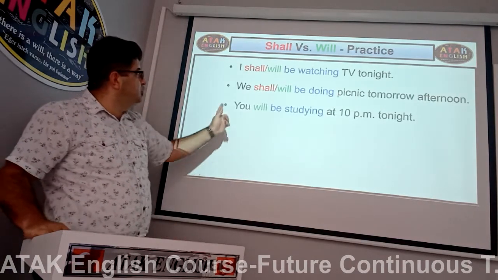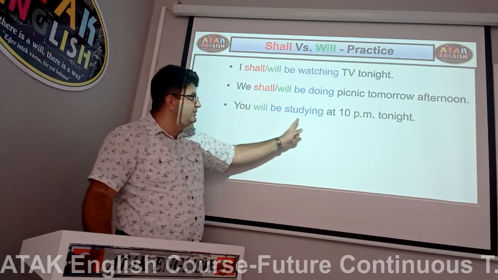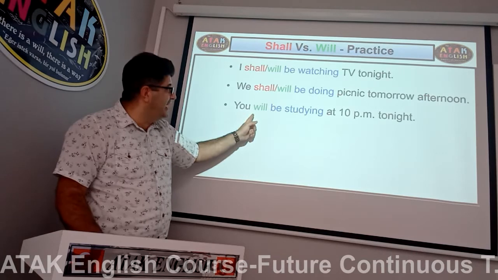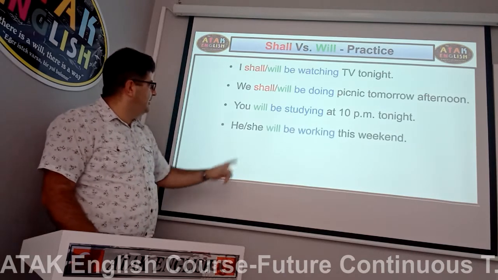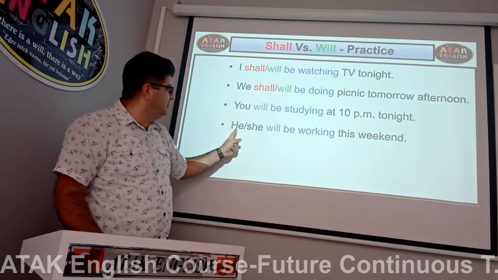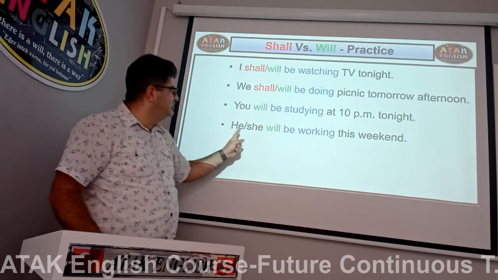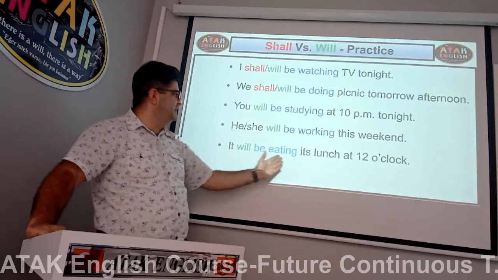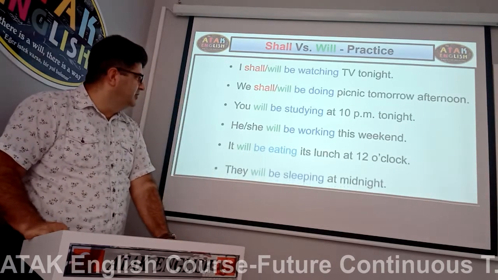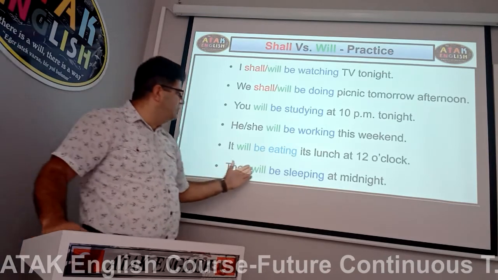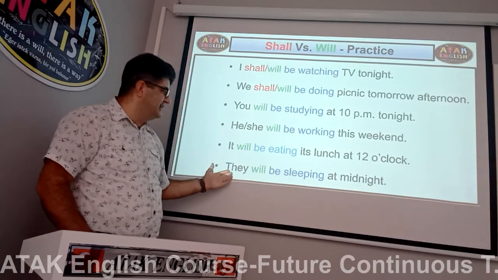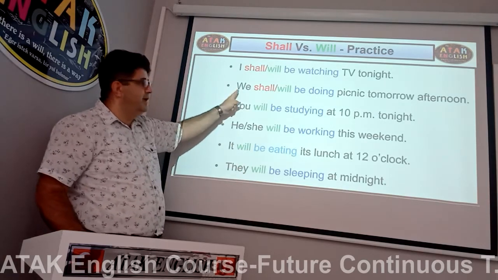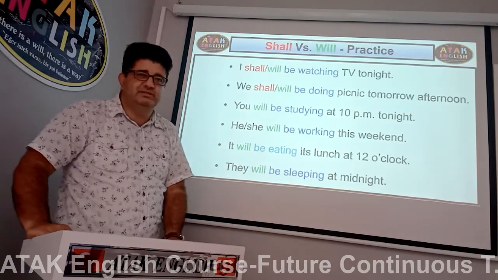Saying, you will be studying at 10 p.m. tonight. As you can see, I cannot say you shall. I cannot say he shall or she shall. I can only say he, she will be working this weekend. Or it will be eating its lunch at 12 o'clock. Finally, they will be sleeping at midnight. I cannot say they shall, because shall is only used with I and we as a subject.